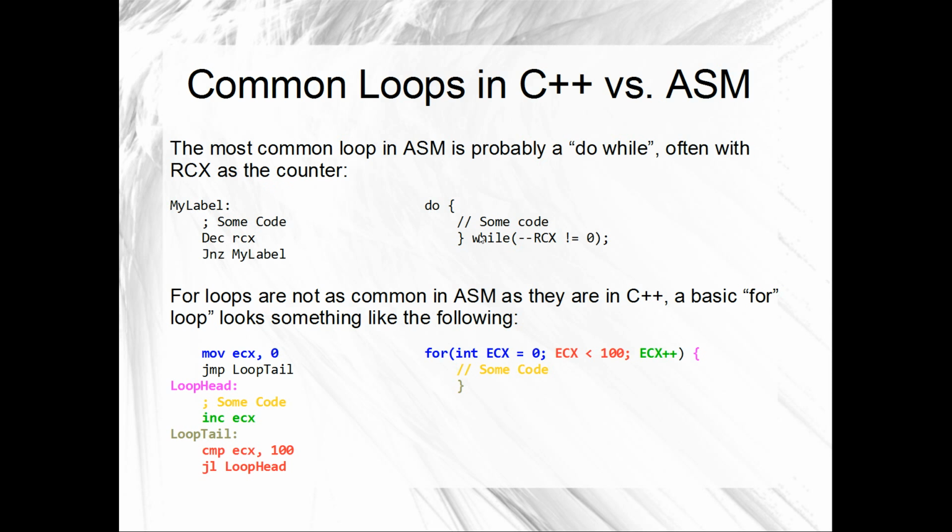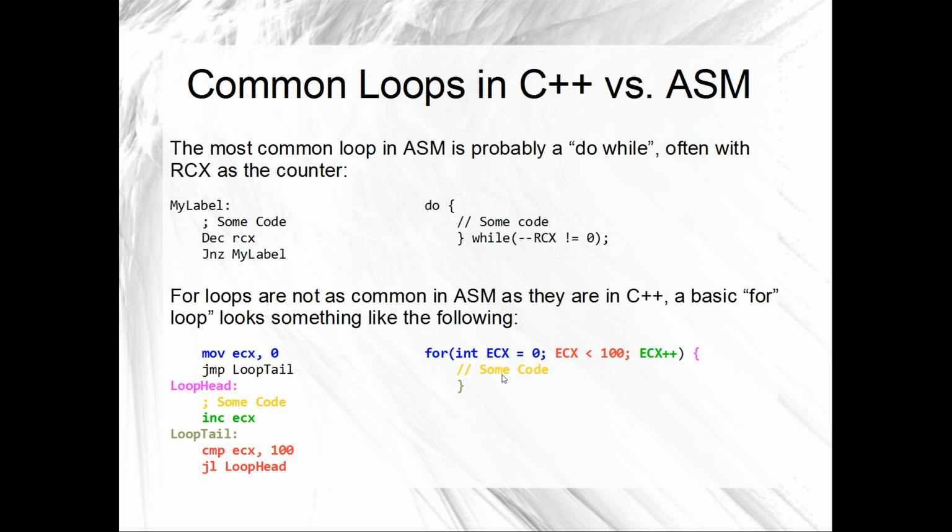Here is exactly the same loop in C++. It's a little obscure, but it's pretty normal code, I guess. So hopefully you can line things up and see why the assembly and the C++ are equivalent. But like I said, that's a very common assembly loop. It's not necessarily that common in C++. What you do tend to see in C++ is this next example.